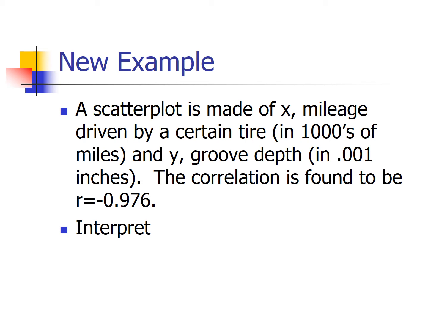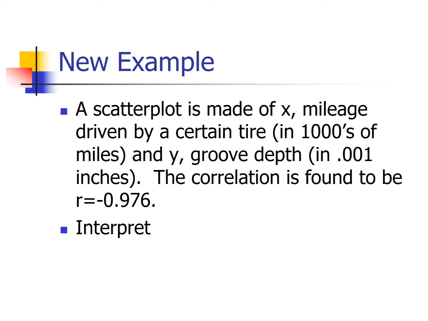And so we go out and take a sample. We sample a bunch of tires. For each of these tires, we measure the groove depth. We make a scatterplot. We calculate the correlation. We find the correlation is negative 0.976. Wow, what a strong correlation, right? By far the strongest correlation that we've seen yet.